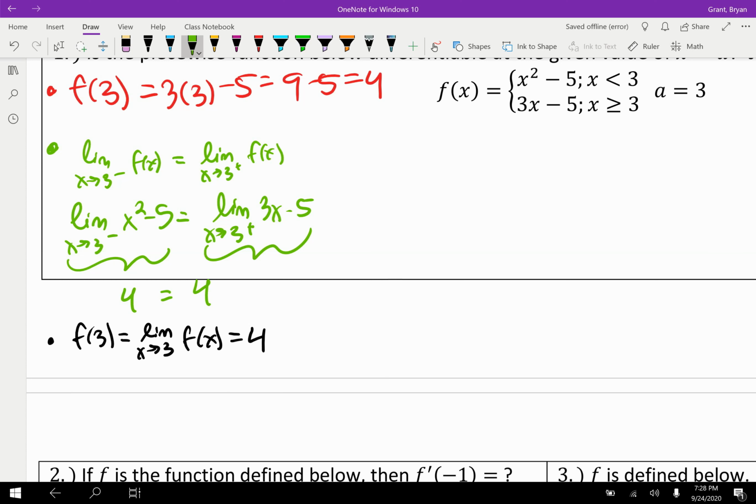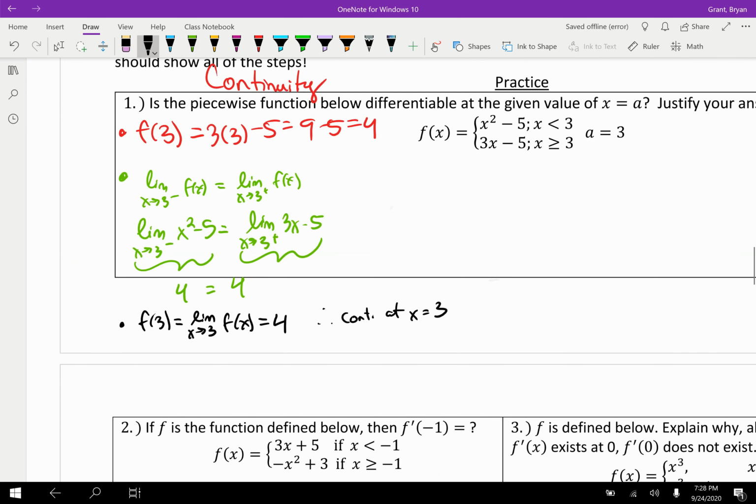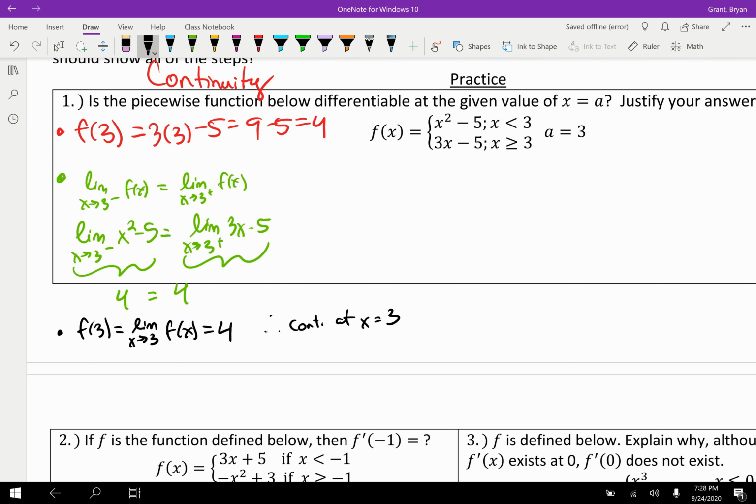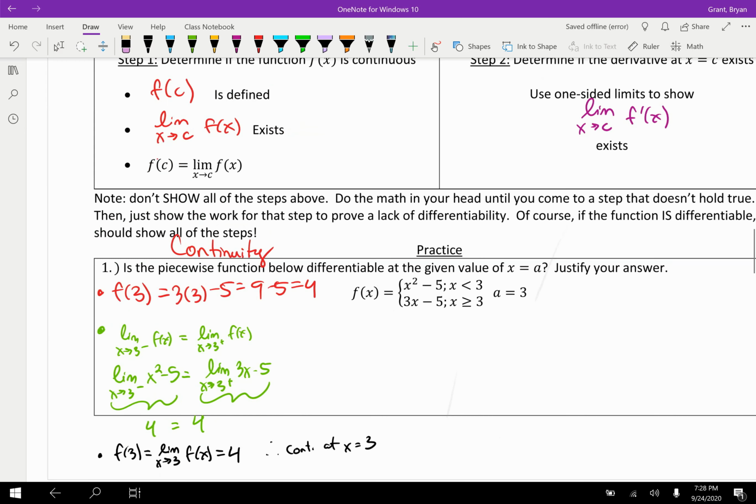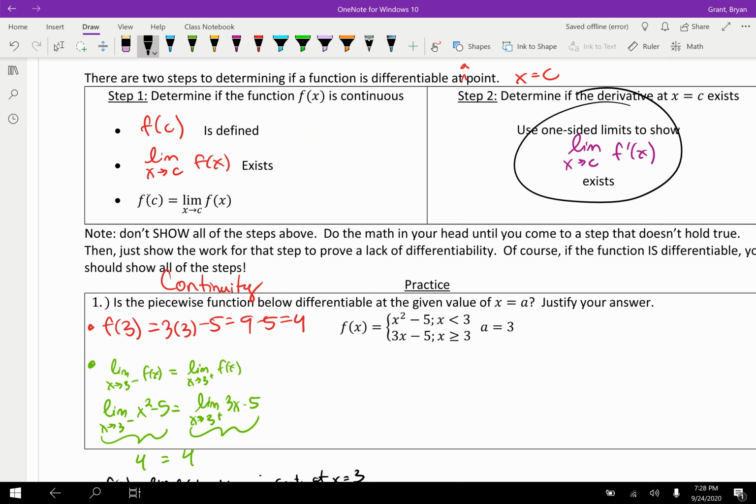So we showed that this function is continuous, right? We can maybe even say like, therefore, continuous at x equals 3. Cool, we're champions. But we're not quite done yet, because all continuity tells us is that these two pieces come together. And that's what we saw on the graph. They come together, but we don't know at what angle. We want them to come together perfectly smoothly, so now we need to move on to step 2.